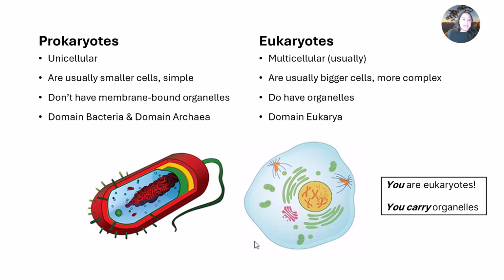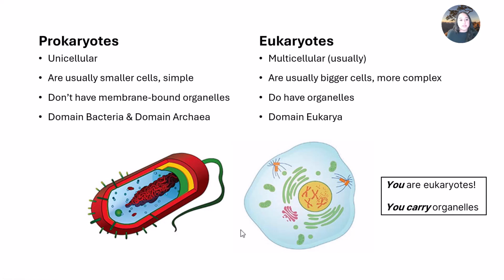Another big thing that differentiates them is that prokaryotic cells don't have membrane-bound organelles like a nucleus. There are other organelles, and we'll talk more about the different kinds, but especially the nucleus, prokaryotes don't have that. They just have their DNA kind of free-floating.